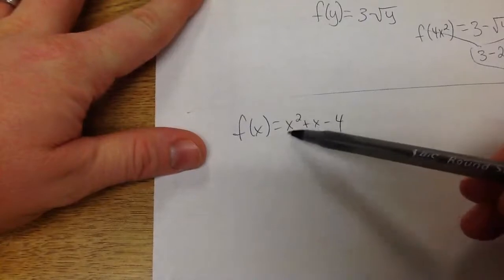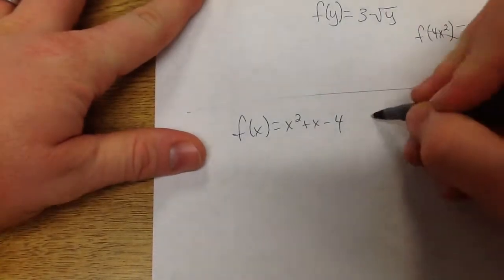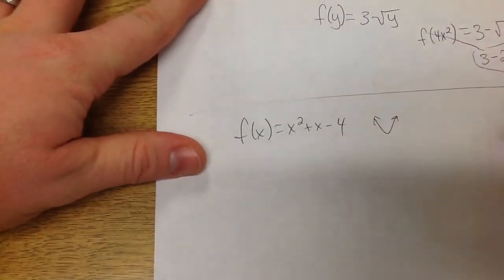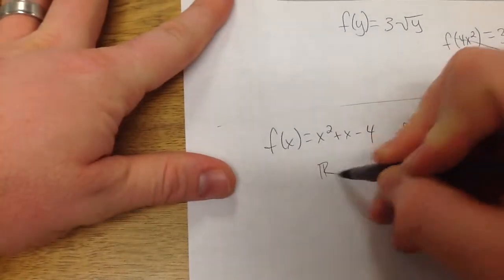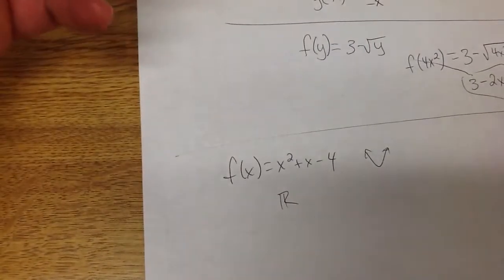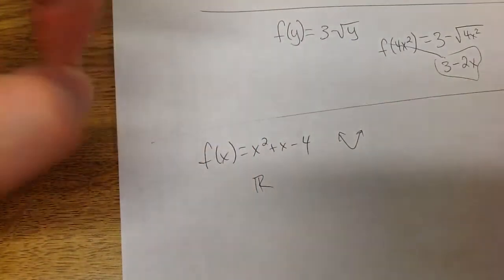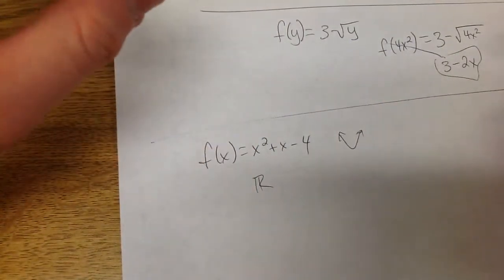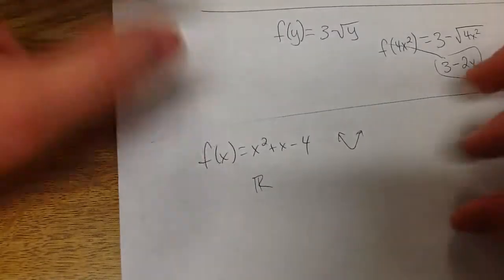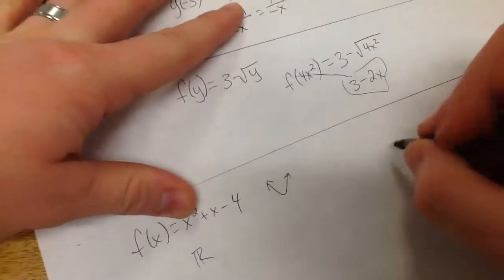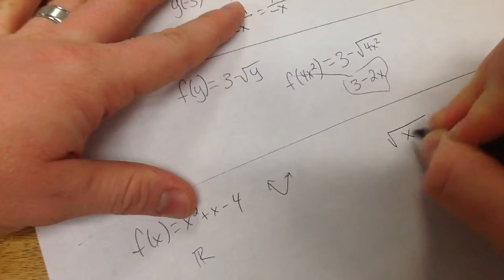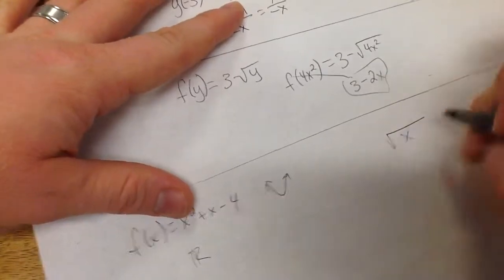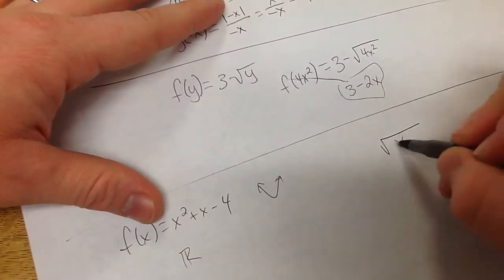Either picture it graphically, know that it's a parabola, and all parabolas go left forever and right forever, so the domain's all real numbers. Or basically what you want to look for when you're doing domain on these is the only thing that's going to restrict the domain, or make it not all real numbers, would be if you've got a square root in there and an x underneath, because now we can't have negatives under a square root.